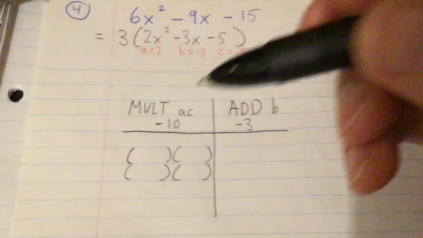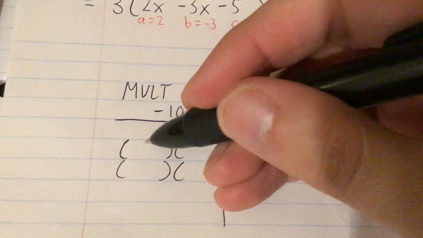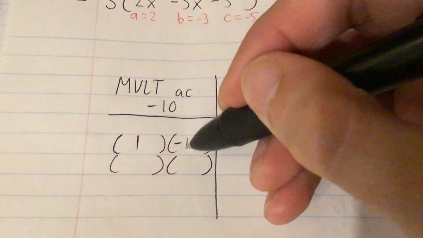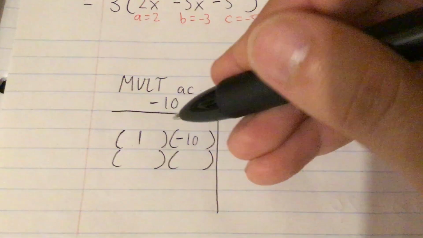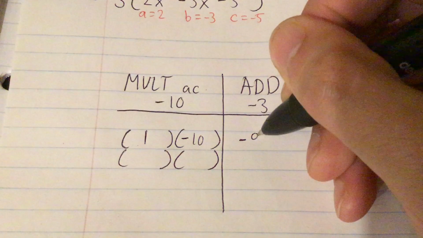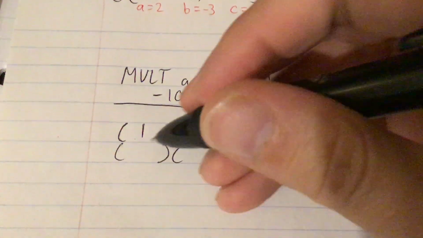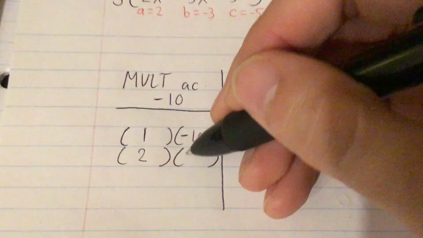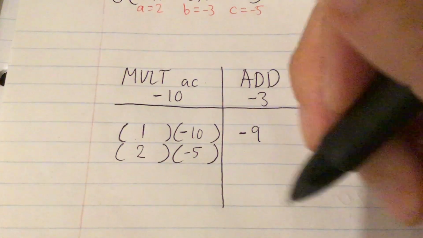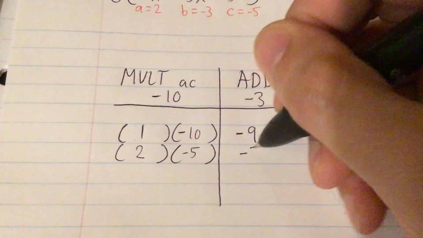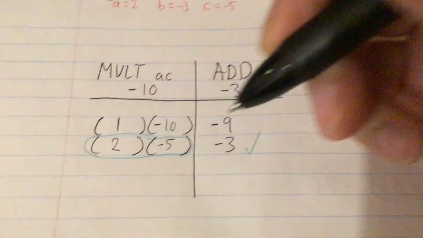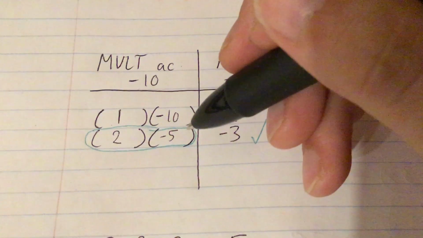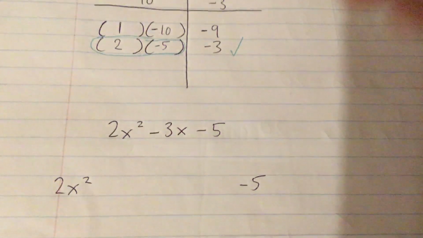So let's make a table with weak positives and strong negatives. 1 times negative 10 is negative 10. 1 plus negative 10 is negative 9. That didn't work. Let's try 2. 2 times negative 5 is negative 10. 2 plus negative 5 is negative 3. We have a winner. So that checks out. So now that we figured out this winning combination, we can split the middle term.